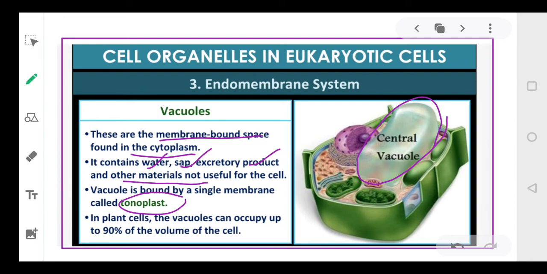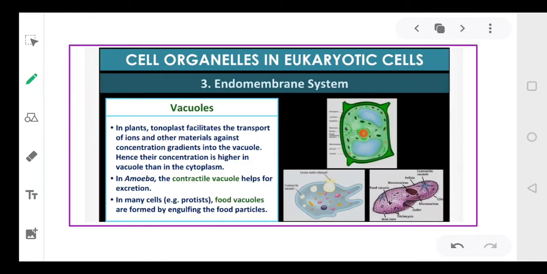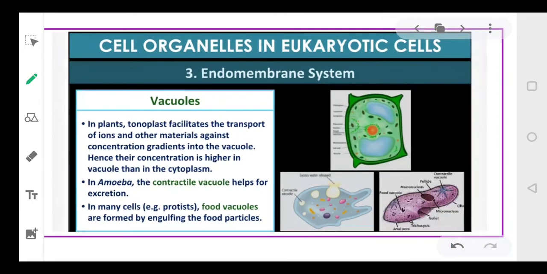In amoeba also, there are contractile vacuoles present which help in excretion, while in some protistans food vacuoles are present. Food vacuoles are formed when certain food materials are engulfed inside the body. As I was saying, the membrane of the vacuole is called tonoplast. In amoeba, we have contractile vacuoles that help in the excretion of waste material, while in cells like protistans, when food material is taken inside, food vacuoles are found.